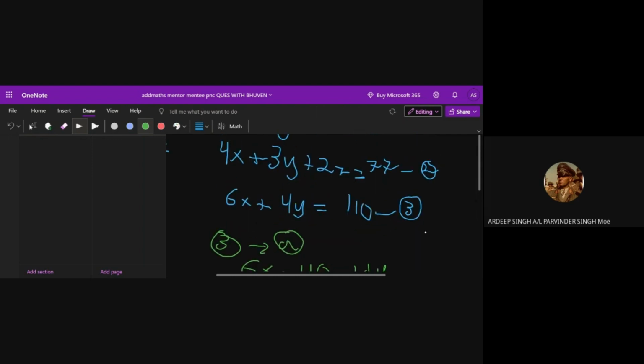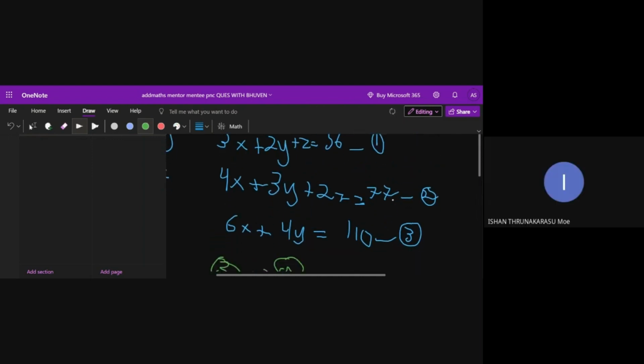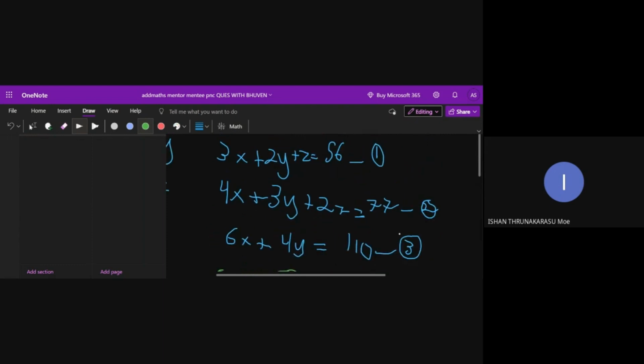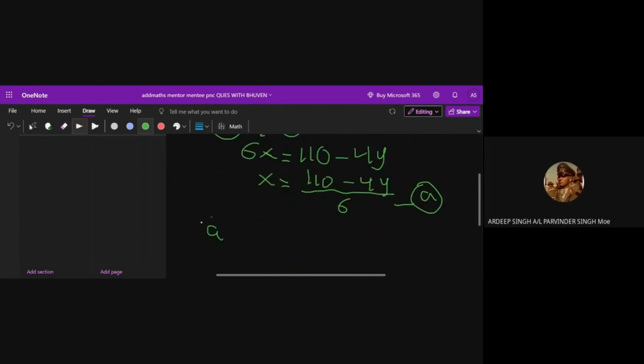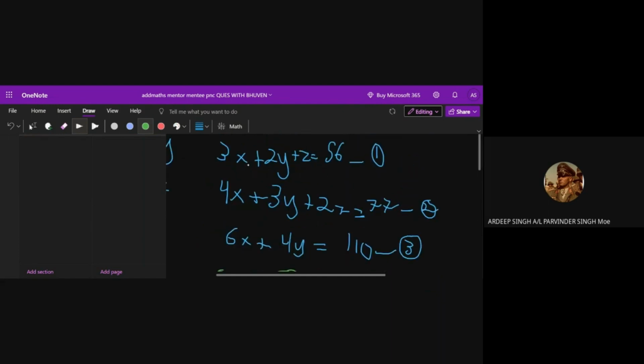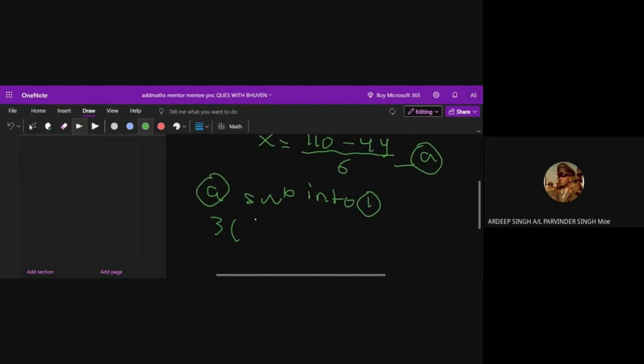So now what must I do with A? Substitute it into the first and second equation. Okay, so we take A and substitute into the first equation. So the first equation is 3 times (110 minus 4y over 6), plus 2y plus z, equals 56.